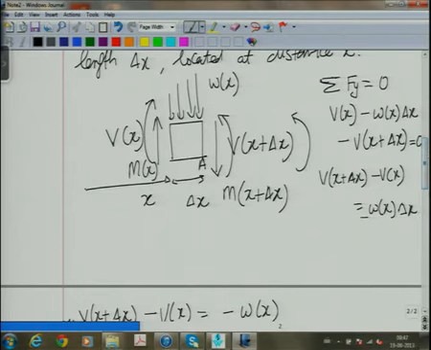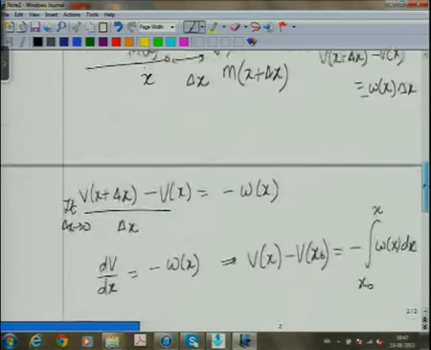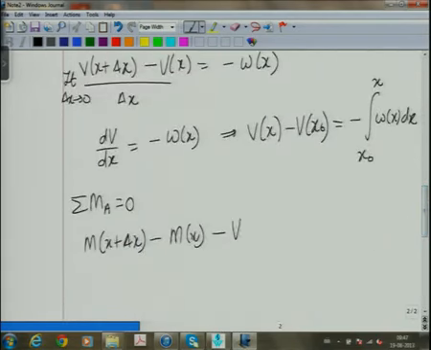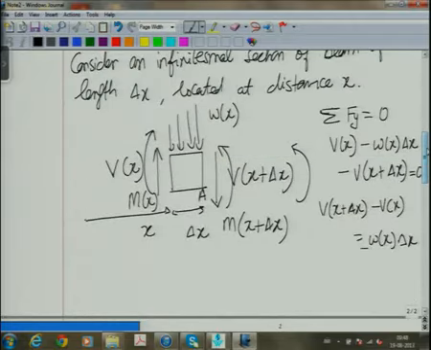Now I am taking moments about A. What is the moment due to V of x? Minus V of x delta x. So the moment because of V of x will be minus V of x delta x. Should I put this equal to 0, or have I missed out something? Now I have missed out, there is a W of x also. I have to take the moments because of W of x. Now what is the force because of W of x? W of x delta x. Now where is it acting?